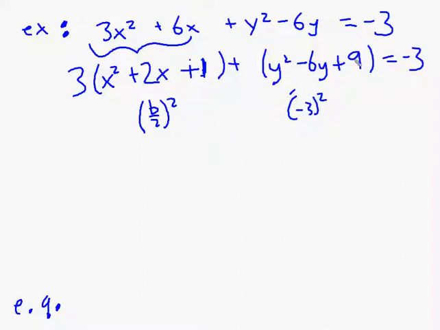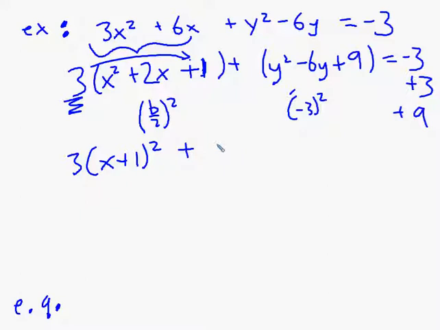Now, I can't just do that. I added stuff on the left, so what do I have to do on the right? So, I added a 1 here. What should I add over here? 3, because 3 times the 1. And then I added a 9 over here, so a 9 on the right. So I get 3. Now I'm going to factor that, x plus 1 squared. I'm going to factor that, y minus 3 squared equals 9. Now I'm going to divide both sides by what?